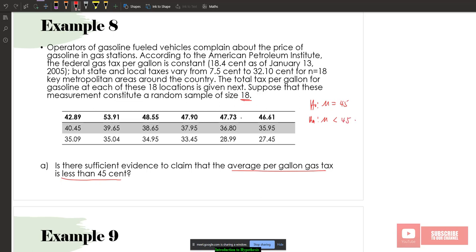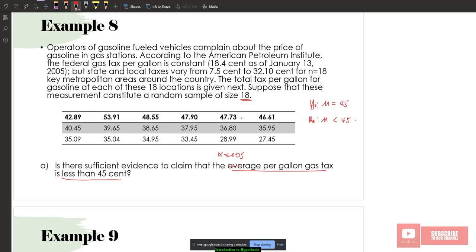So alpha is 0... Let's assume alpha is 0.05, right? Kita ambil 0.05. Right. Kalau dia tak bagi dalam question, means kita assume 0.05. Right. So now population variance.